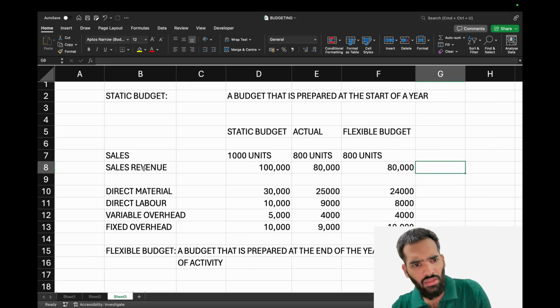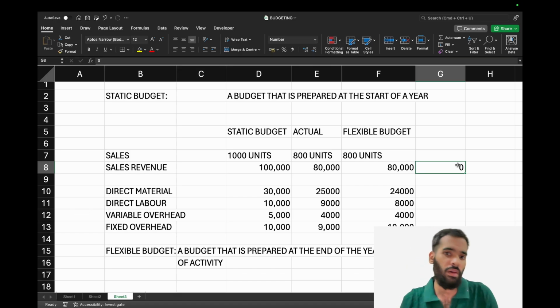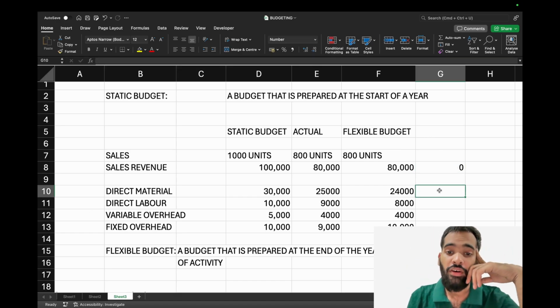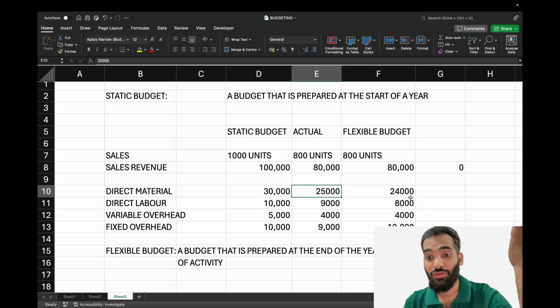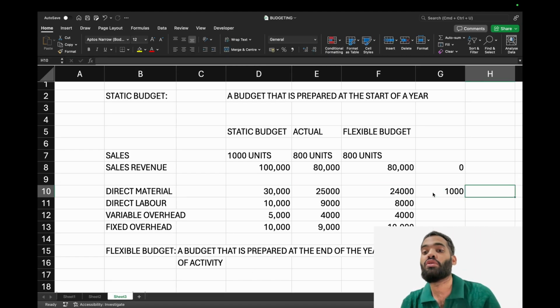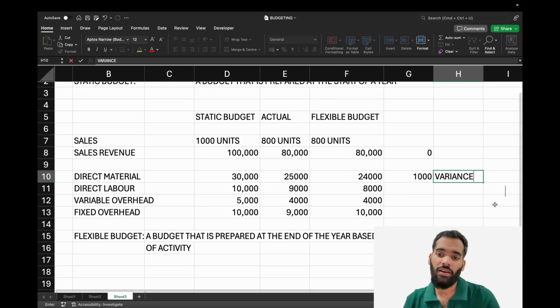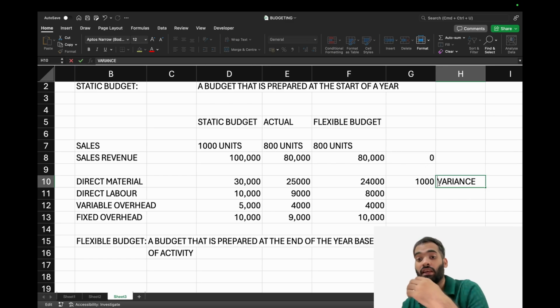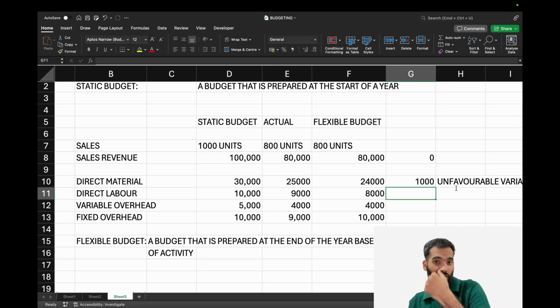When making sales revenue, we didn't go wrong. We made the amount of revenue we should have made based on 800 units, right? However, for material, we can see we overspent by $1,000. We should have spent 24,000, but we spent 25. So that means we have $1,000 of variance between the actual data and the budgeted data. And please remember, whenever there's a variance which is not good for us, this is called an unfavorable variance. At the end, I'll explain what to do there.